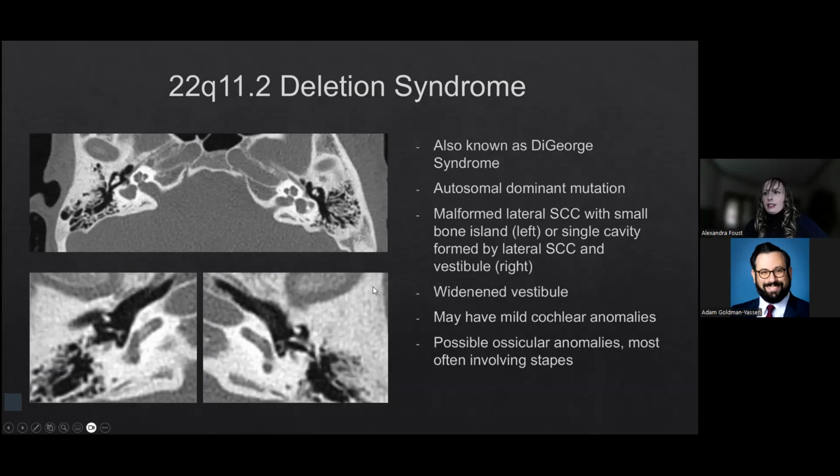The imaging findings, although we do see them with 22q11, are certainly not specific only to that condition. One of the more common other disorders that'll give you this kind of appearance is going to be trisomy 21.